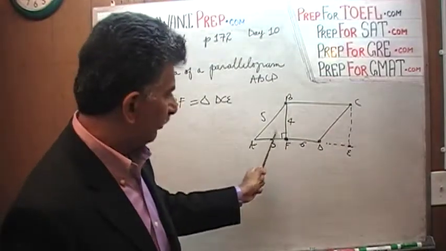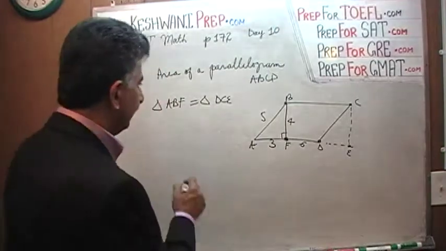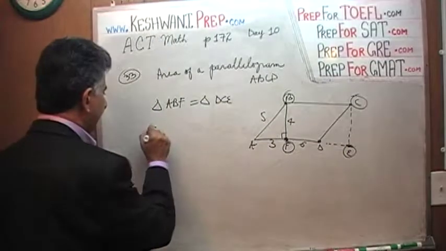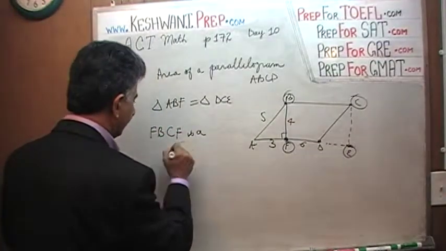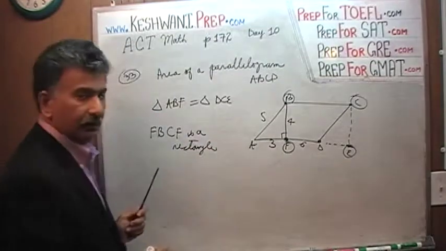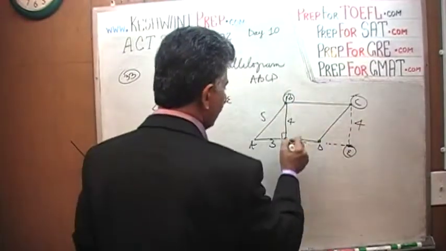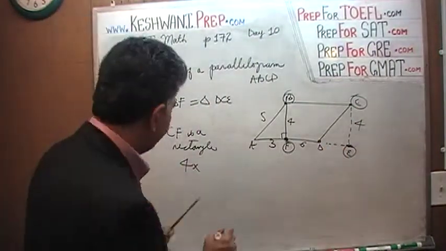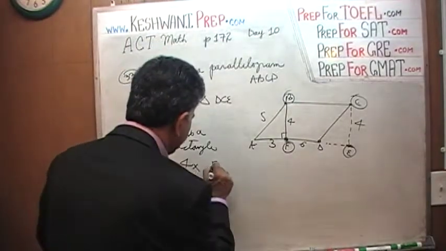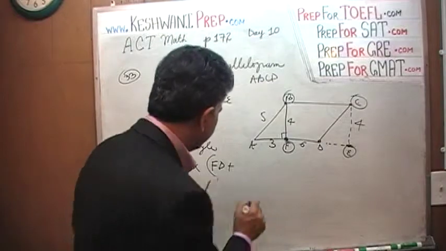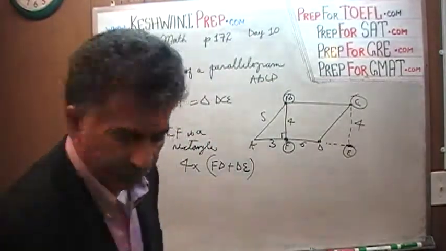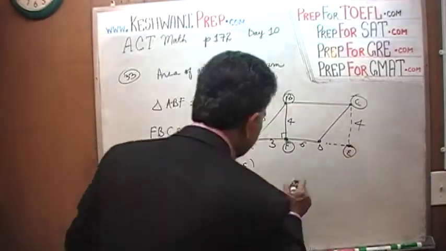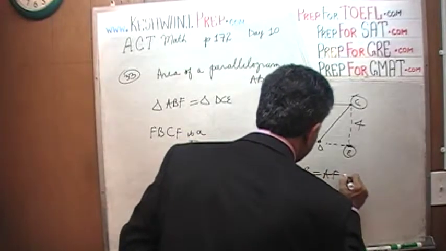Once we move this triangle here, what we find is that FBCE is a rectangle. It's a rectangle where one side is 4, because B to F is the same as C to E. The other side is FD plus DE. F to D we are told is 6. How much is D to E? Well, D to E is the same as A to F, which we know is 3.